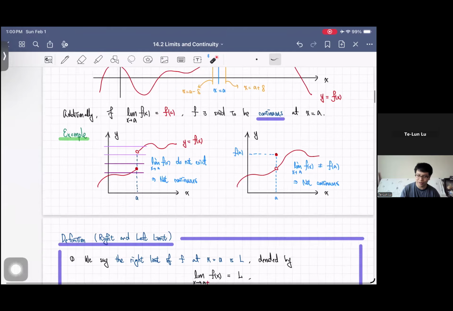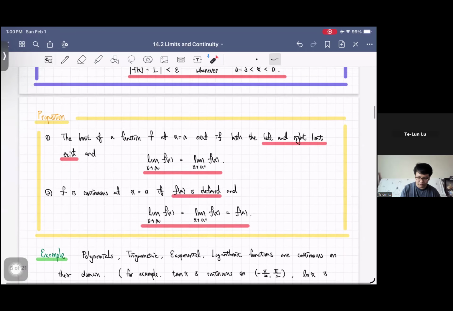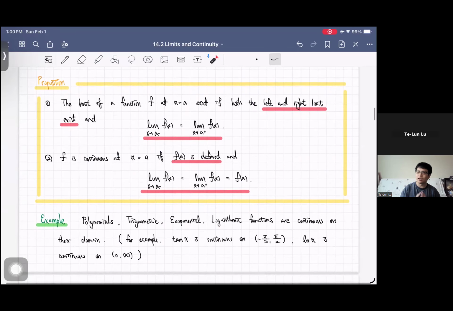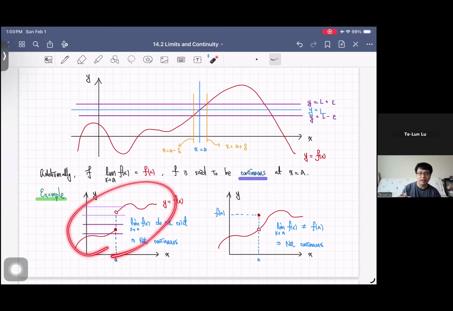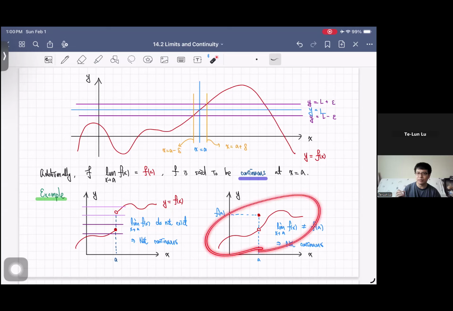So you can sort of anticipate what we're going to do now. Actually, limit is just a combination of right and left limit. So we know by definition that the limit of function f at the point a exists if both the left limit and the right limit exist and they're the same. So let's go back to the previous example. This is the case where you have a left limit, you have a right limit, but they don't coincide. So there's no limit. And this is the case where you have a left limit and a right limit, and they're the same. So it does have a limit.